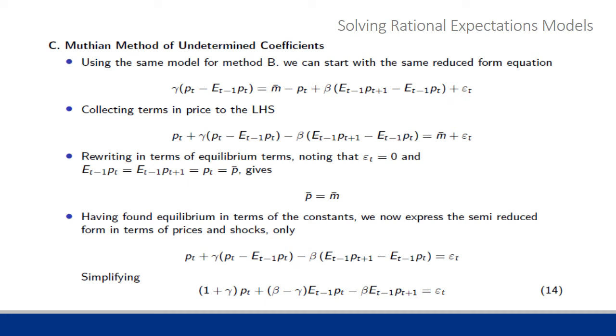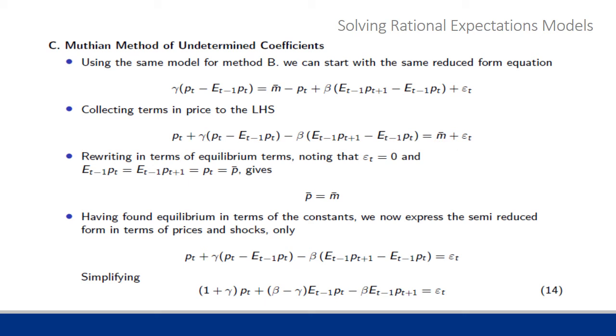Now we can collect our terms in p_t, E p_t, and E p_t plus 1. We can move all these terms to the left and leave everything else on the right. We have p_t, gamma (p_t minus E p_t), minus beta, which has come over from the right hand side, (E p_t plus 1 minus E p_t), is equal to m bar minus a shock. So these are the only two terms remaining on the right hand side.